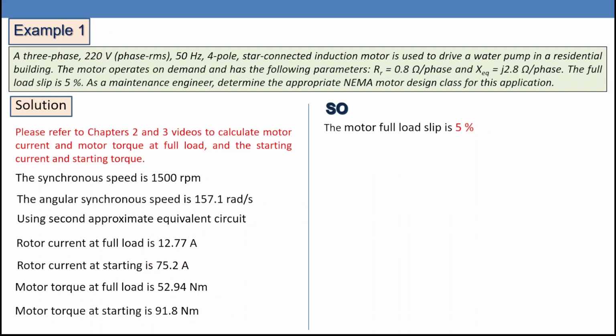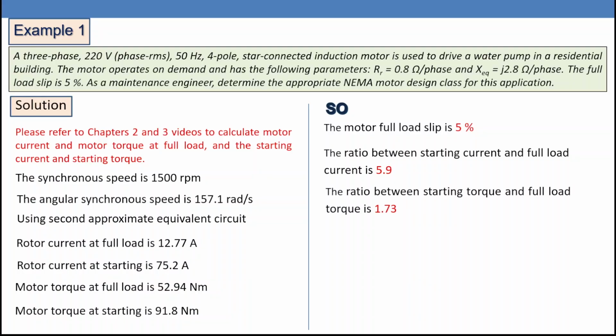So let's look at the ratios. The ratio between starting current and full load current is 5.9. So that one could be something like B or C, it depends. The ratio between starting torque and full load torque is almost 1.73. So definitely Class C is avoided now. So we are between A and B. Some people can say A, but the starting current is 5.9, so there's another reason that I'm not going to use Class A.